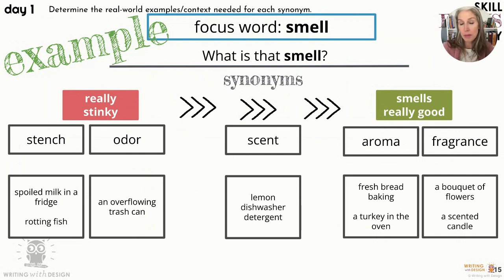And then aroma would be something like bread baking or a turkey in the oven. I always think of aroma with food. So that's a really helpful part of the discussion and the research to do: we wouldn't say the aroma of somebody, right? We would say more like the fragrance that person is wearing. So aroma has to do more with food, particularly, but maybe a bouquet of flowers could have an aroma, but again, more food is what my mind keeps coming back to. And then fragrance would be something like a bouquet of flowers or a scented candle.